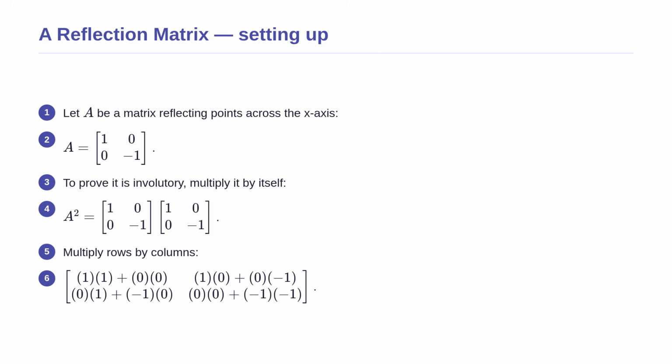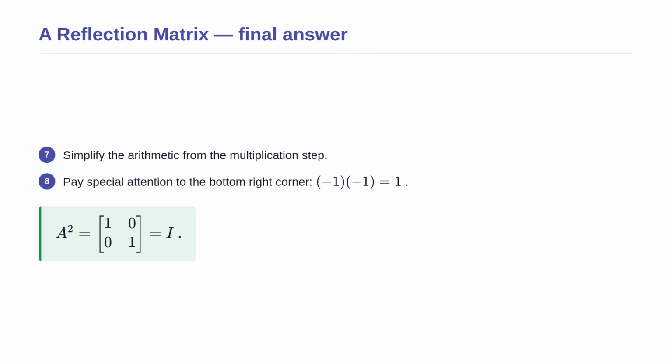We carefully multiply the rows of the first matrix by the columns of the second matrix, adding the corresponding elements together. We write out this arithmetic step fully to ensure we do not make any simple sign errors. Now we conclude our multiplication. We simplify the arithmetic, paying special attention to the bottom right corner, where 2 negative numbers multiply to give a positive 1. The arithmetic simplifies perfectly, leaving us with 1s on the main diagonal and 0s everywhere else.